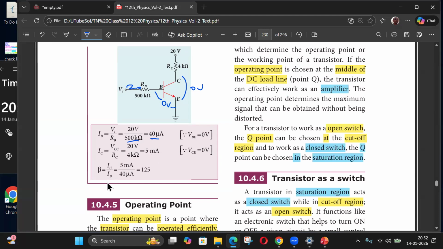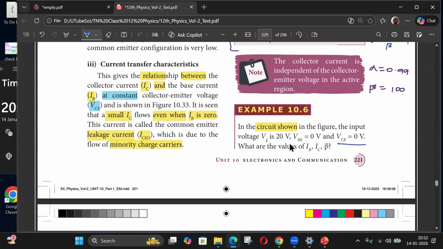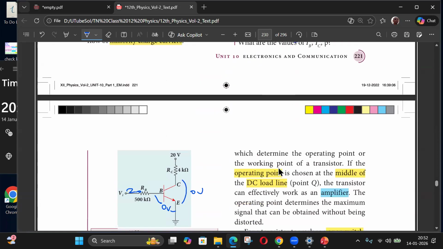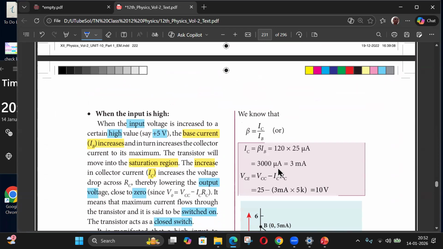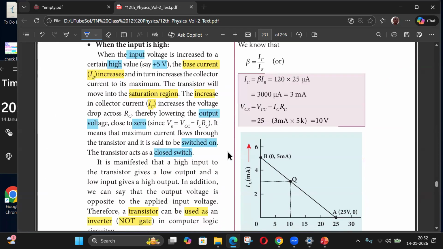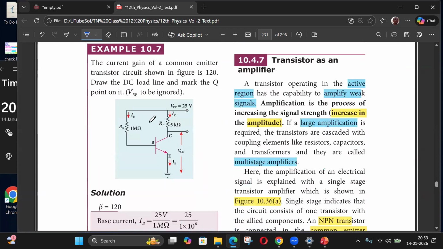And beta is the output by input in the common emitter mode, which is the output current by the input current, 125. So these are simple problems you will be asked. These things you should see, otherwise you will not be able to solve the question. So this one, common emitter. Emitter is common. So this is the input side, this is the output side.